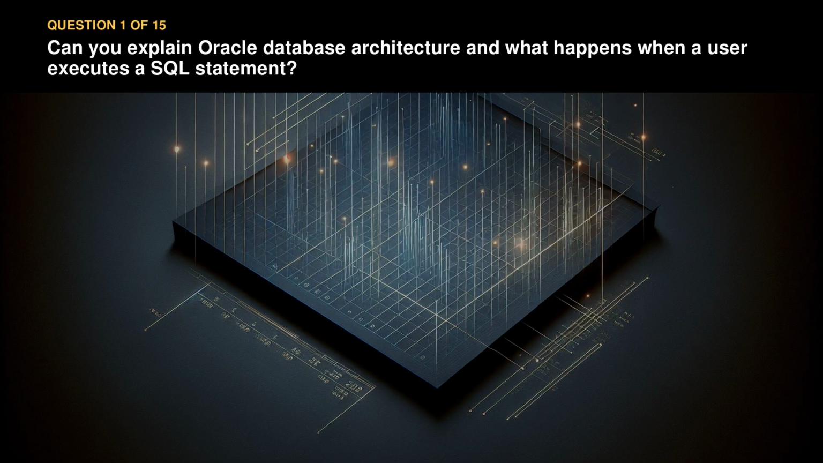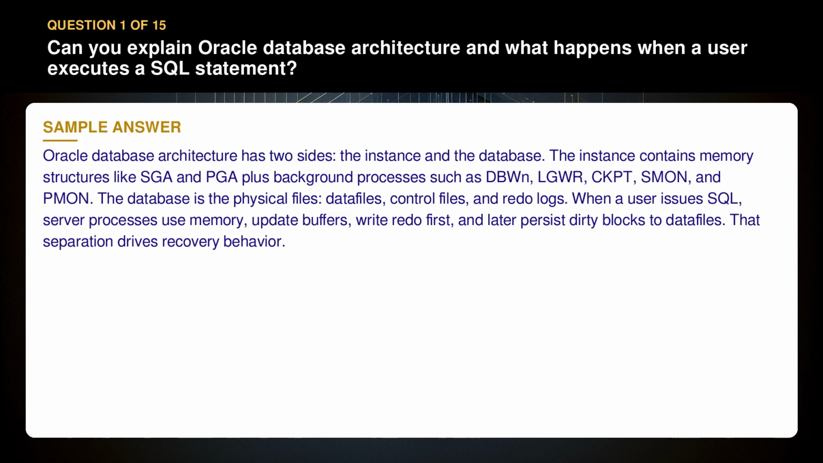Question 1. Can you explain Oracle database architecture and what happens when a user executes a SQL statement? Oracle database architecture has two sides, the instance and the database. The instance contains memory structures like SGA and PGA, plus background processes such as DBWn, LGWR, CKPT, SMON, and PMON. The database is the physical files: data files, control files, and redo logs.